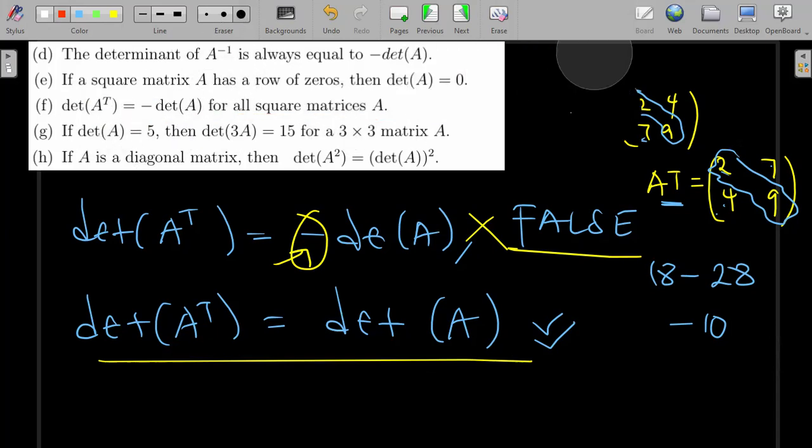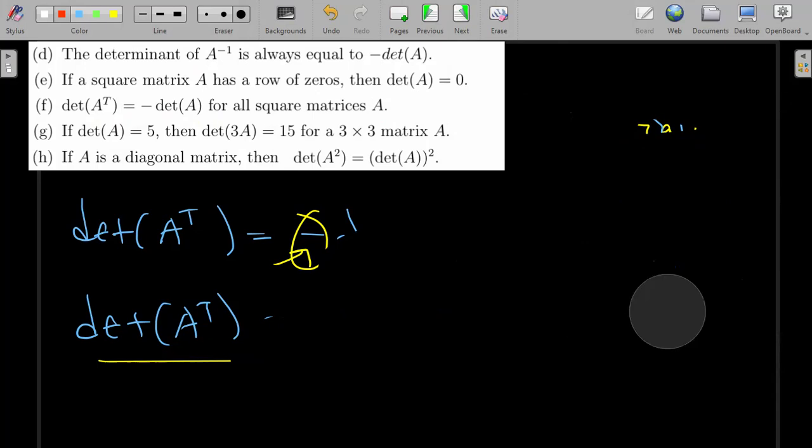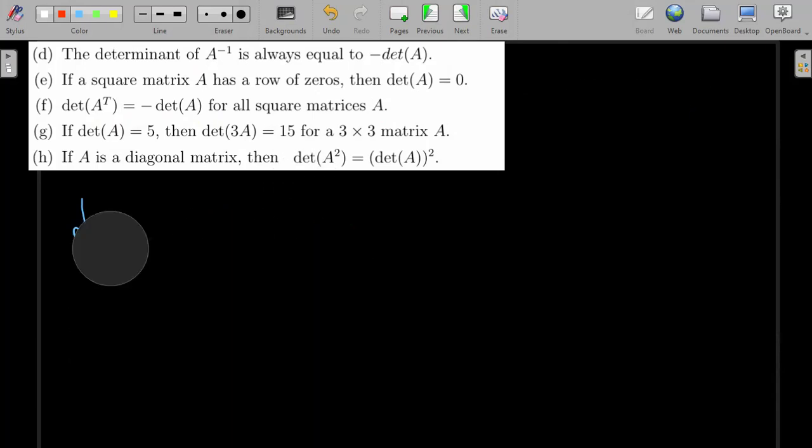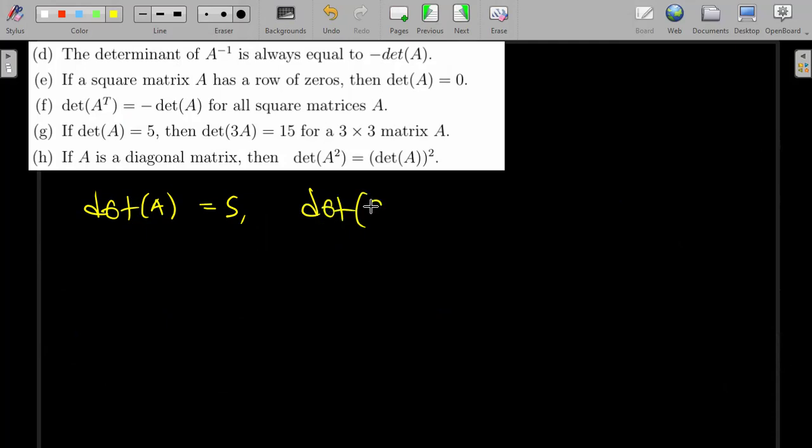Okay, let's look at G. It's a very interesting question, and they like bringing it. Dr. Mbai likes bringing this question. Here they're saying the determinant of A is equal to 5, then the determinant of 3A is equal to 15 for a 3 by 3 matrix A. So is this true?